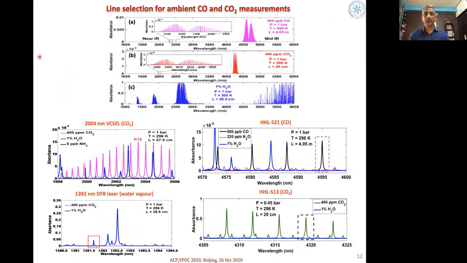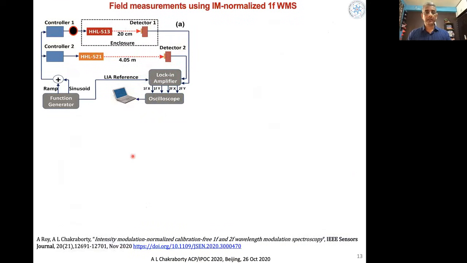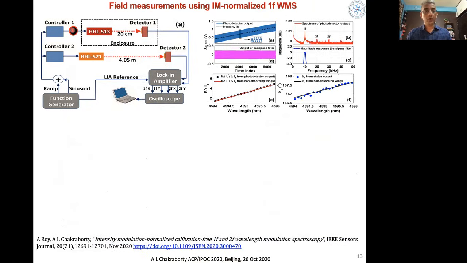So let's look at some of the results. We looked at the mid-infrared, and we were looking at CO and CO2. So here is the line that we chose in the mid-infrared. We used 2 QCLs to target these 2 absorption lines. And here is the block diagram of the actual setup, where we measured the intensity and the intensity modulation components at this point, right at the output of the laser before it interacted with the gas.